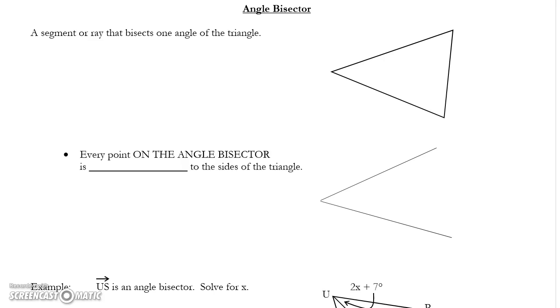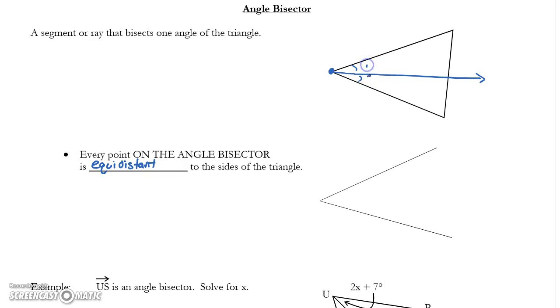There are 3 angle bisectors in every triangle, so if I take this as my angle that I'm dealing with, an angle bisector is going to cut that angle in half. That's the major thing. Now, what's the major property for an angle bisector? It's the fact that every point on the angle bisector is equidistant to the sides of the triangle. So there's really 2 major parts.